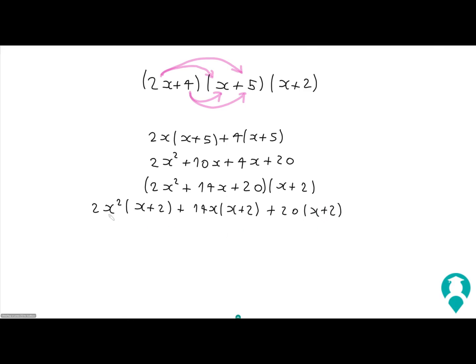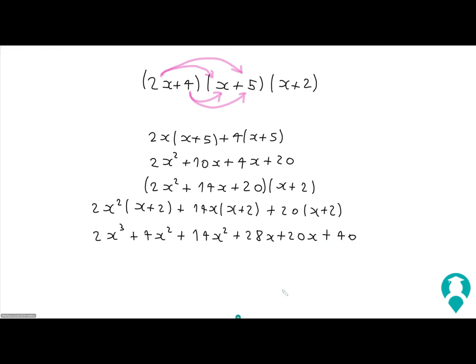So now we just want to multiply through. So 2x squared times x, that's going to be 2x cubed. And that's because of our laws of indices. 2x squared multiplied by 2, that's going to be 4x squared. 14x times x, that's 14x squared. 14x times 2, that's 28x. And now finally 20 times x, that's just 20x. And 20 times 2 is just 40.